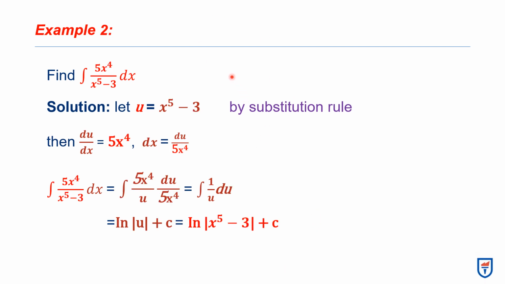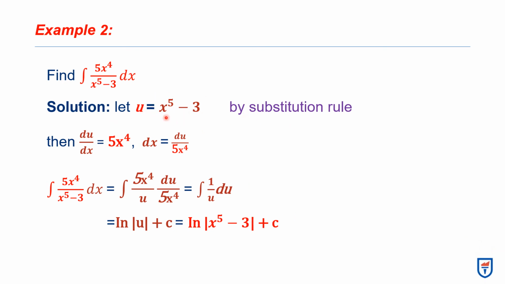Let's look at the second example, which says find the integral of 5x to the power 4 divided by x to the power 5 minus 3 dx. When we look at our denominator, the differentiation of our denominator is our numerator. So now we have to use the substitution rule. We let u be equal to our function on the denominator, which is x to the power 5 minus 3. Then we differentiate du dx.